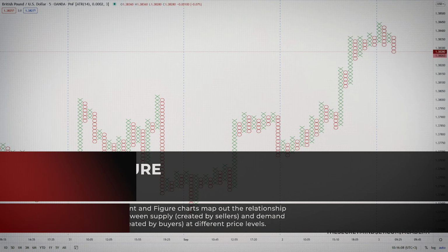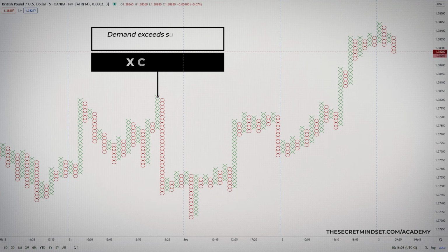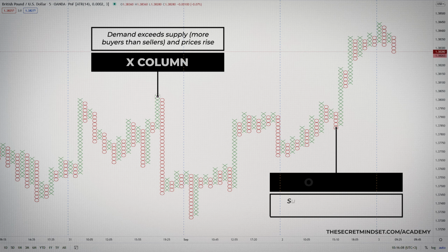Point and figure charts map out the relationship between supply, created by sellers, and demand, created by buyers, at different price levels. When demand exceeds supply, more buyers than sellers, prices rise, and this is reflected by a column of X's on the chart. Conversely, when supply exceeds demand, more sellers than buyers, prices fall, and this is reflected by a column of O's on the chart.